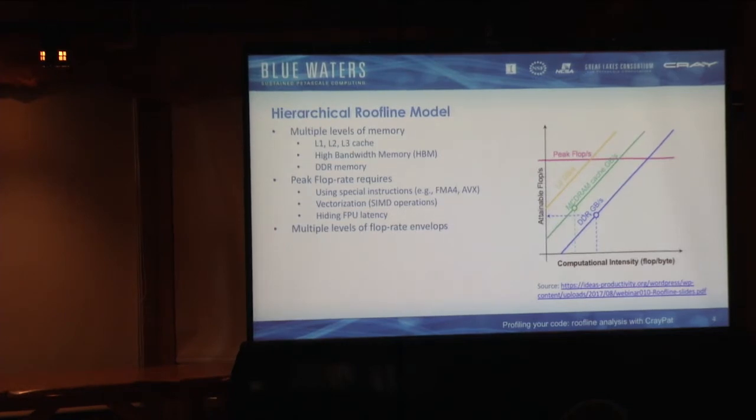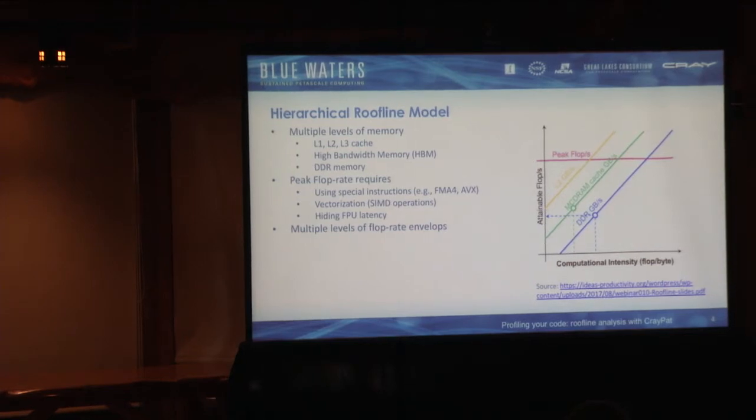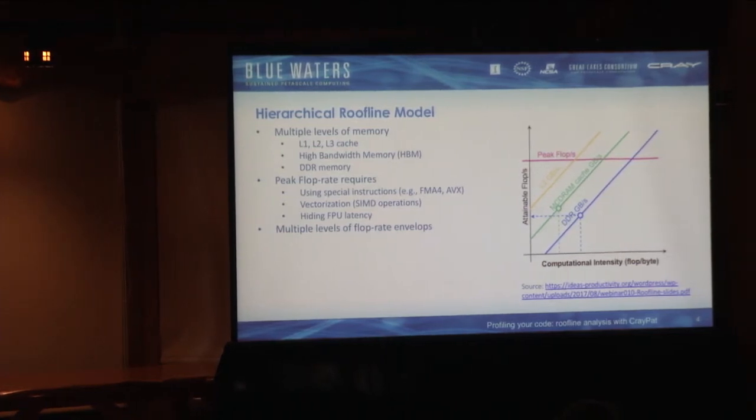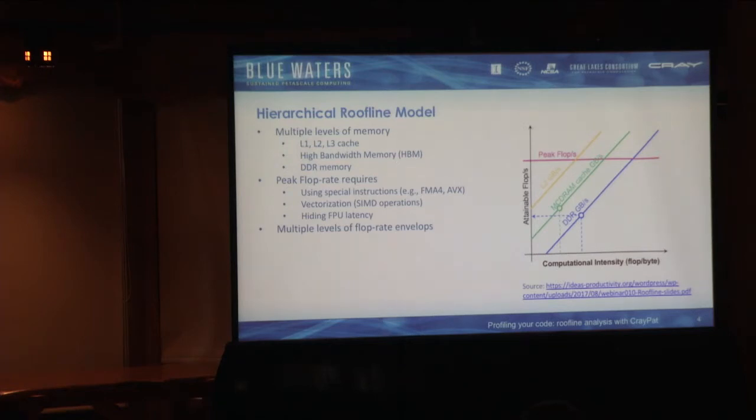This roofline analysis model can be extended to a hierarchical model if we consider the memory hierarchy and the different optimization levels. As you know, we have multiple caches, and on Blue Waters we have L1, L2, and L3 caches. We don't have HBM, but HBM is kind of the new trend in HPC architecture. And we have the DDR memory.